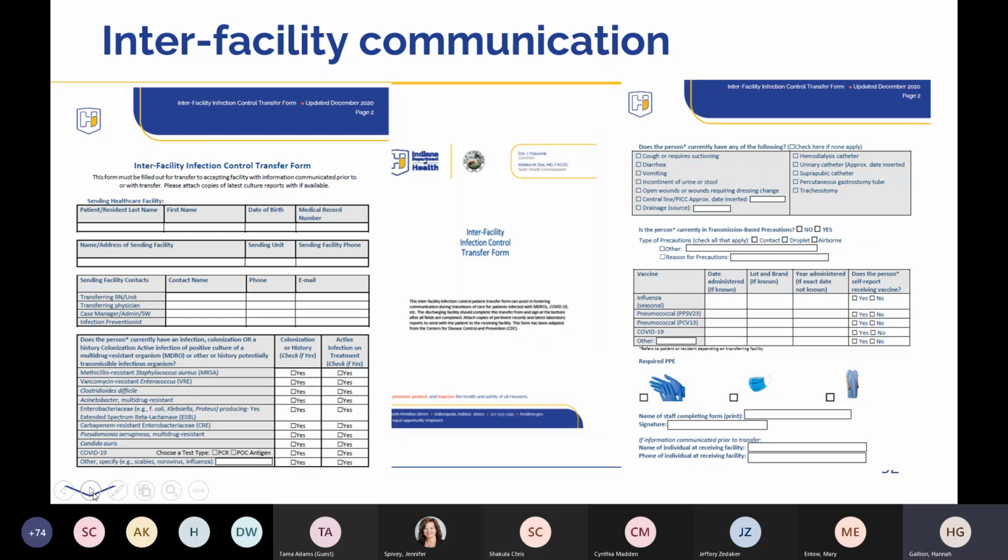Interfacility communication is important so that receiving communities and facilities are aware of what is needed when caring for a patient. Having an interfacility transfer form that travels with the patient can ensure that the receiving nurses at the facility are aware of the needed PPE. IDOH does have a transfer form that is seen here on the slide that can be used not only for MDROs and Candida auris, but for other infections as well.